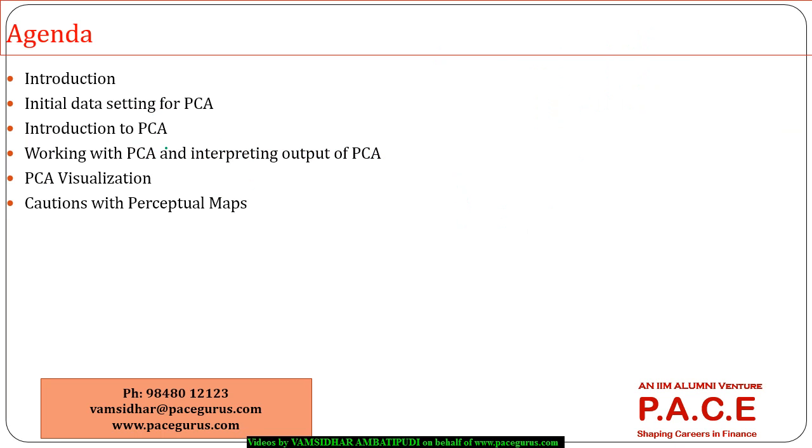So, as an agenda here, I would be talking about how you do an initial data setting if you have to perform a principal component analysis on your data. What does the principal component analysis typically do? We'll work with brand rating data, and based on that, let's try to explore what PCA can do for us in this particular context.